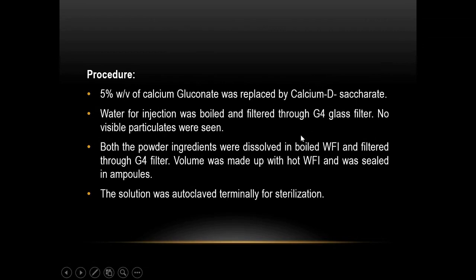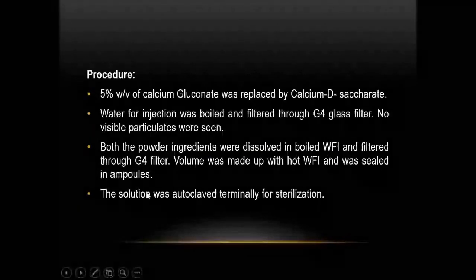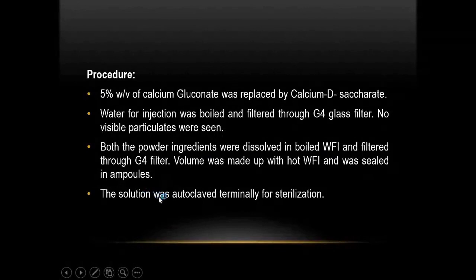Why are we using this boiled water for injection? Because calcium gluconate is not soluble or only sparingly soluble in cold water. That's why we are using boiled water for injection. Once both of these ingredients dissolve in boiled water for injection, then filter through a G4 filter, and the volume is made up with hot water for injection and sealed in ampoules. And once the sealing is done, the solution is autoclaved terminally for sterilization.